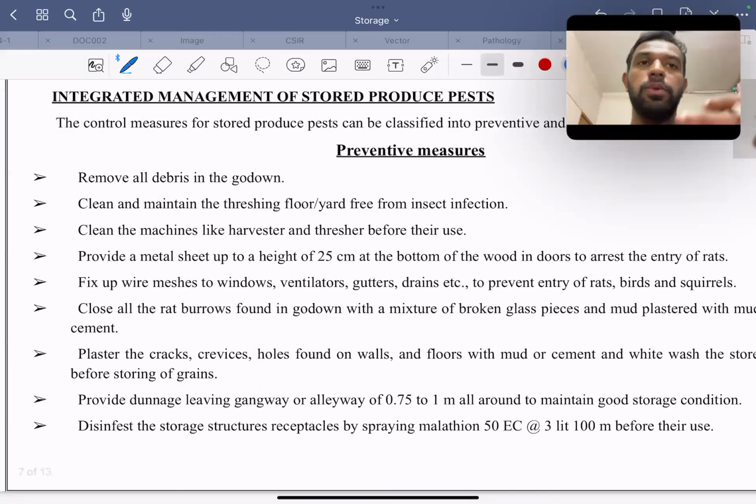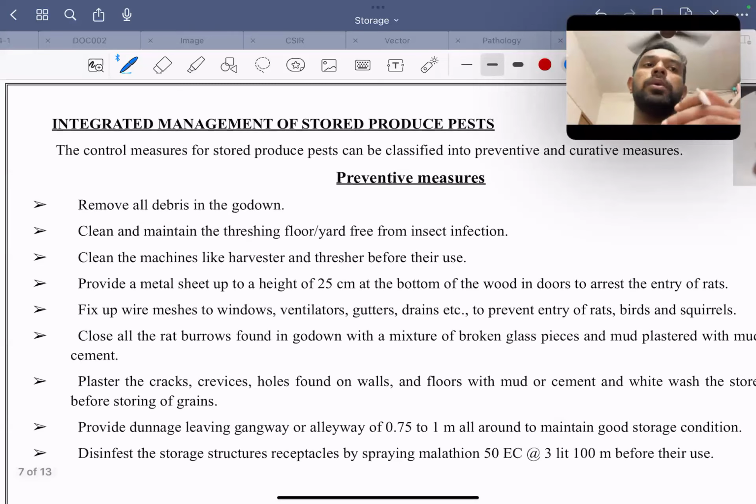Integrated management of stored pests is classified mainly into two types: one is preventive and one is curative. So preventive and curative both are there. Preventive means before the pest even occurs, how we are able to manage them. Then come the curative ones, where we can manage them after they are present within the group.